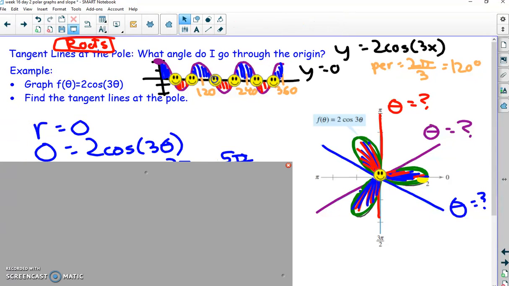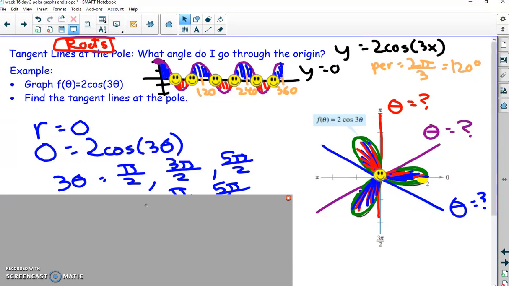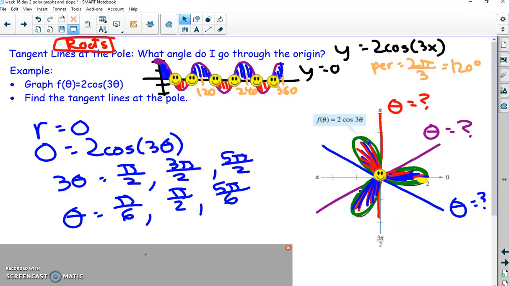Set it equal, you know your unit circle. 3 theta equals pi over 2, 3 pi over 2, 5 pi over 2. Divide by 3, you get pi over 6.